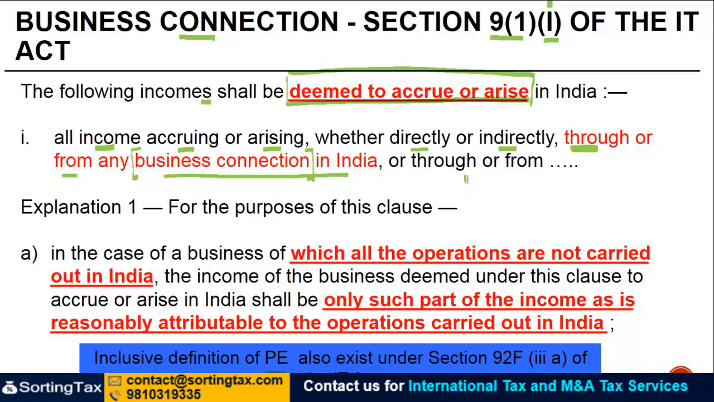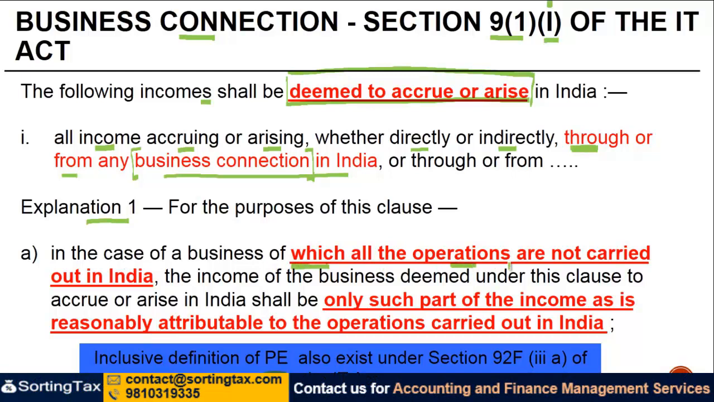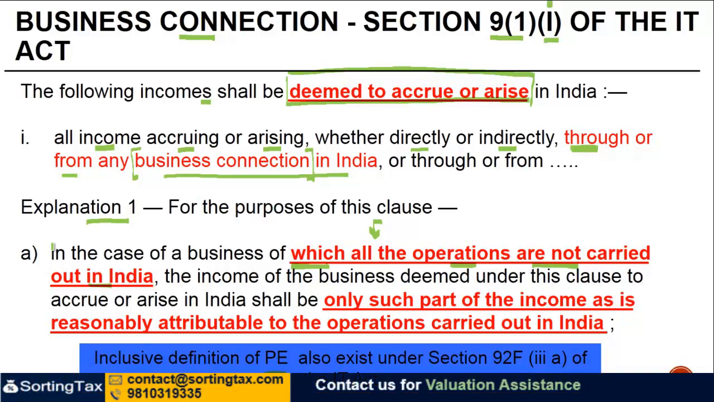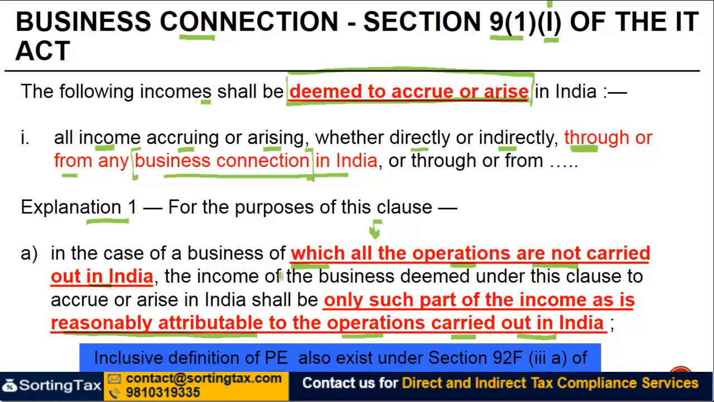But then the question comes up: would the entire profits be taxable in India? In this very example, Explanation 1 prevails, and it reads as under: for the purposes of this clause, in case of a business of which all the operations are not carried out in India. If all operations were carried out in India, then obviously the entire profit is taxable in India. So if you are purchasing goods in India and selling goods in India, all the operations are carried out in India, and then everything has to be taxable in India. But if all the operations are not carried out in India, the income of the business deemed under this clause to accrue or arise in India shall be only such part of the income as is reasonably attributable to the operations carried out in India. So what you need to do in this case is find out how much is a reasonable attribution of the income to India.